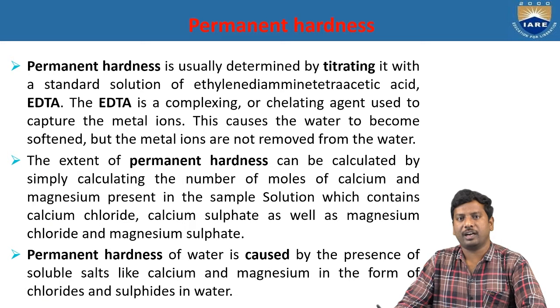First of all, permanent hardness. Permanent hardness is usually determined by titrating with a standard solution of ethylene diamine tetraacetic acid, EDTA. Generally, permanent hardness is caused by the salts of calcium and magnesium chlorides and sulfate salts. That means the sulfates and chloride salts of calcium and magnesium.